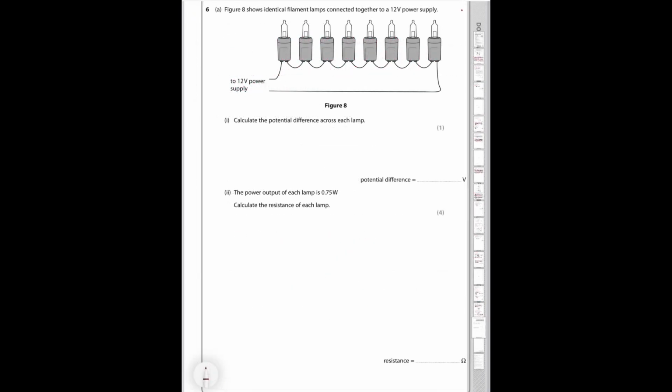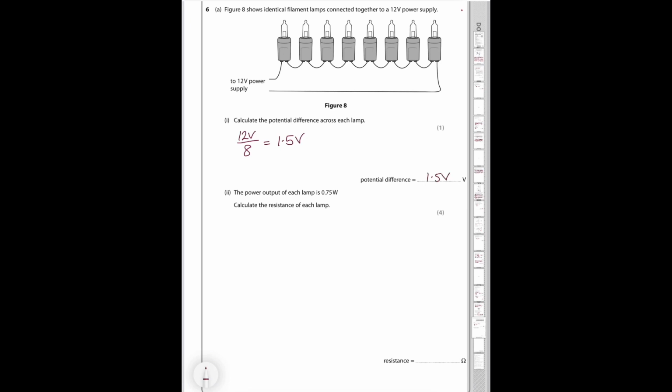So for question 6a, figure 8 shows identical filament lamps connected together to a 12-volt power supply, and they're connected in series. Calculate the potential difference across each lamp. So to calculate the potential difference across each lamp, it's going to be the total voltage divided by how many lamps we have. So it would be 12 volts divided by our 8 lamps, which means each one of them has a potential difference of 1.5 volts.